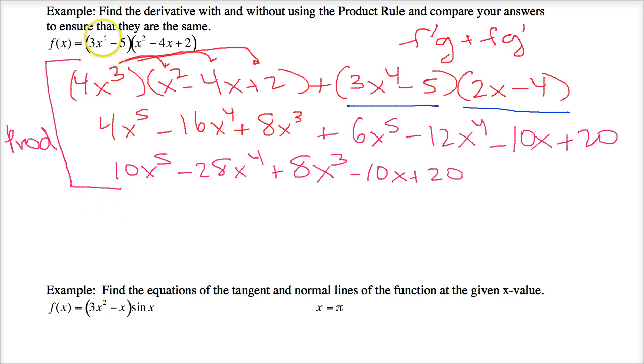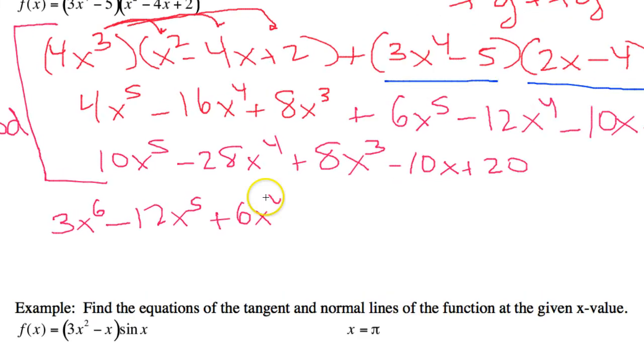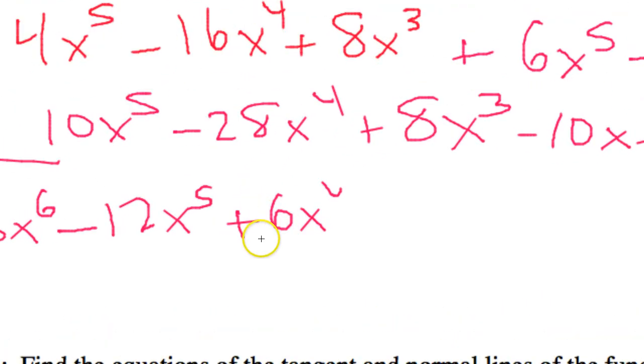If I multiply this out first, 3x to the 4th times x squared is 3x to the 6th. 3x to the 4th times minus 4x is minus 12x to the 5th. I got 3x to the 4th times 2, which is 6x to the 4th.